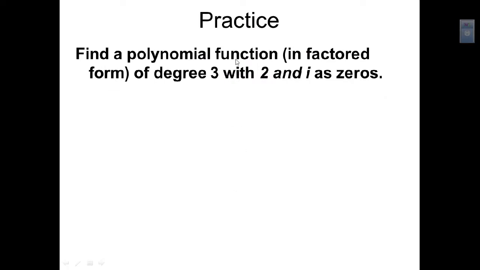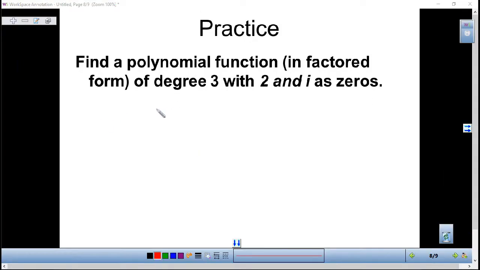All right, so find a polynomial function in factored form of degree 3 with 2 and i as zeros. All right, so start off with what you know. You know that x is equal to 2. That's one of your zeros. i is another zero, and guess what? If i is a zero, then negative i is a zero as well. Remember, they have to come in conjugate pairs.